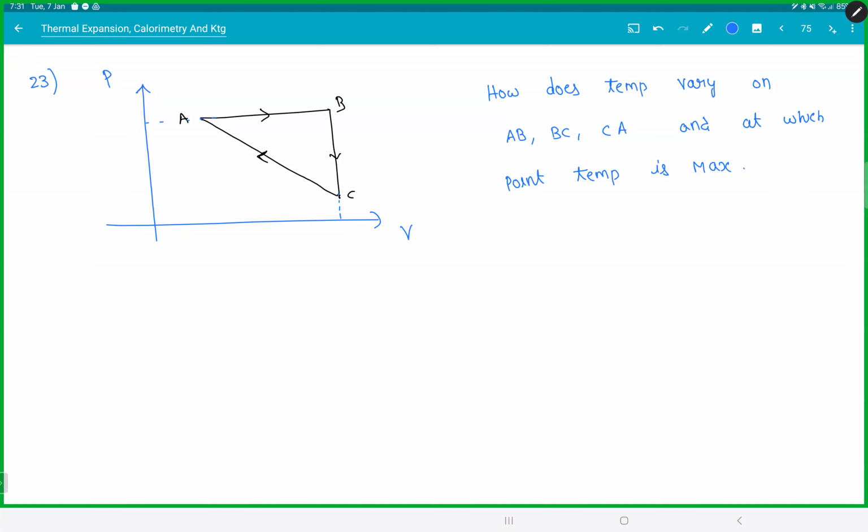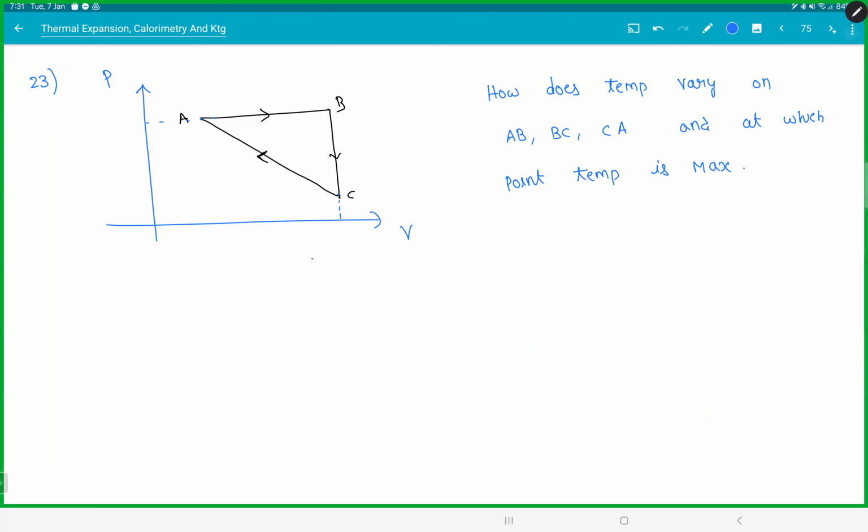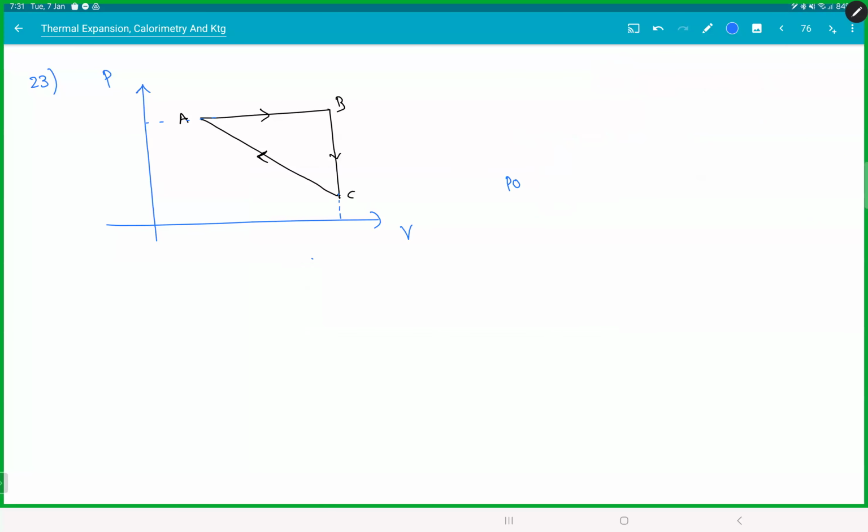C2A temperature. Right, Puraja. Now see, these kind of questions, right? First need to ask yourself, in a PV graph, how do you get temperatures? Isotherms, isn't it? So that's what you're going to do. Let's say let's draw some hyperbolas, basically isotherms.